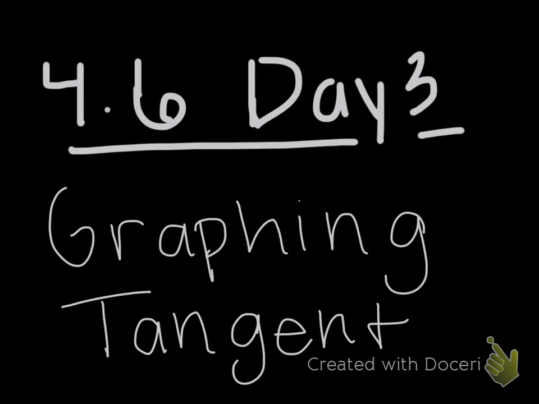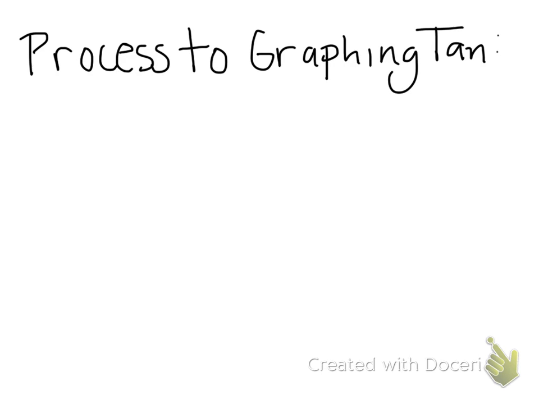Today we're doing section 4.6, day 3, and we're going to discuss how to graph the tangent function. The process is very similar to the other four. Tangent and cotangent are very different than the other four, but I think these are a little bit easier because the process is less steps, so less information to obtain.